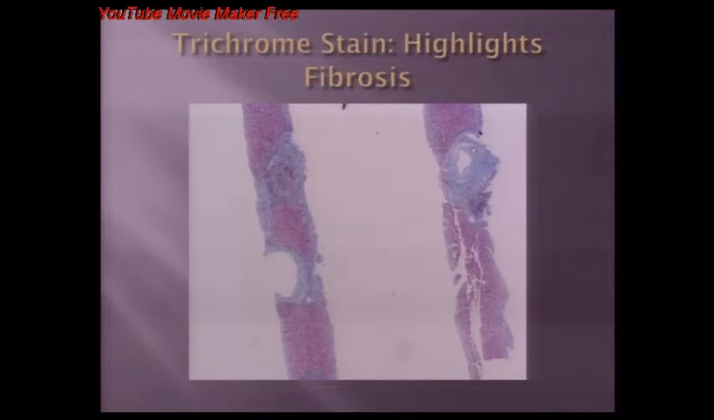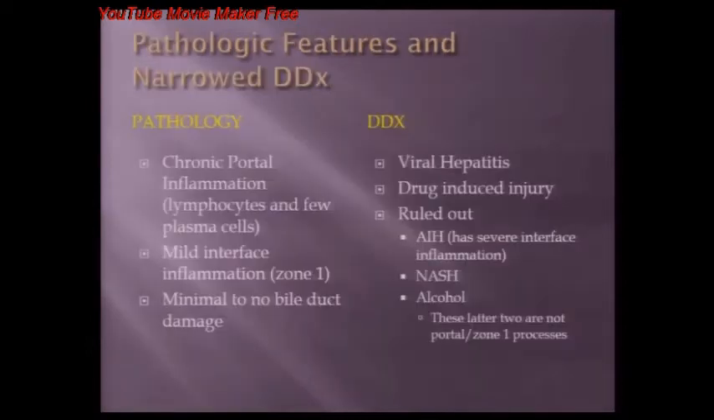So this is a summary of the findings we just talked about. Our differential right now is mainly going to be a chronic Hep B or a chronic Hep C. It still could be drug, but we've really ruled out autoimmune because we don't see the severe interface activity. We know it's not NASH or alcohol because those were zone 1 and zone 2 processes. So this is our main differential at this point.